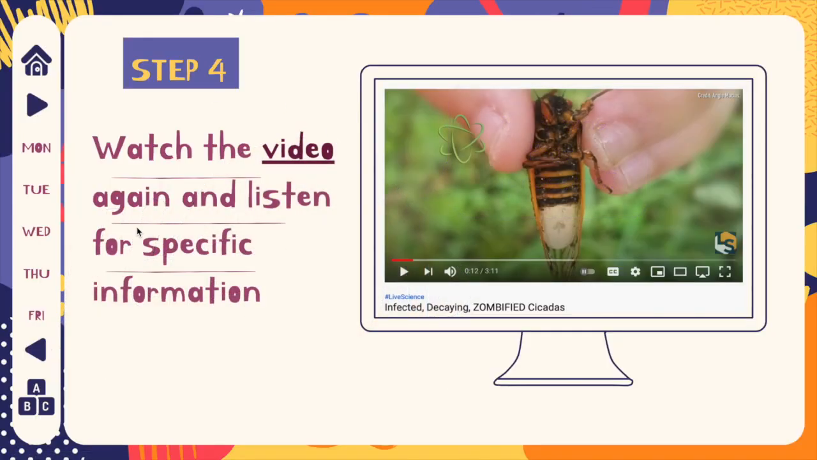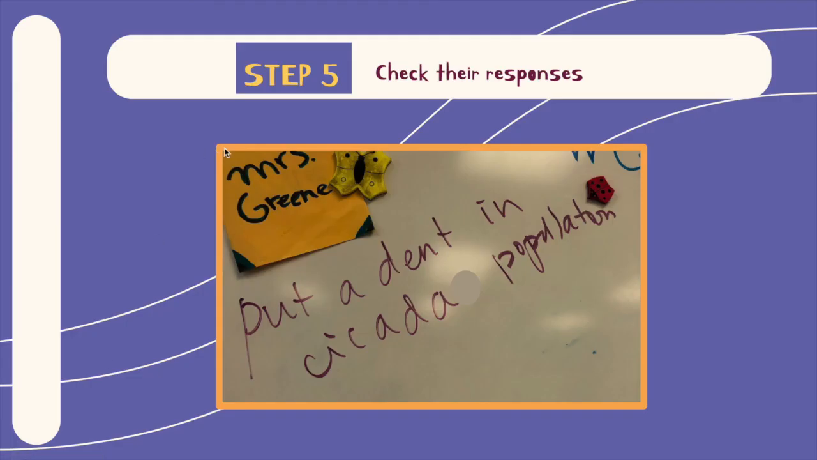So for step number 4, they watched the video again and listened for specific information. I asked them such questions as how it was spreading, what was special about the way the males were fluttering their wings, and so on, and also for that expression. After we did, I checked their responses, and one of my students did hear the expression. The lady said that fungus didn't put a dent in cicada population. So here is our juicy English. This little expression, put a dent in something.